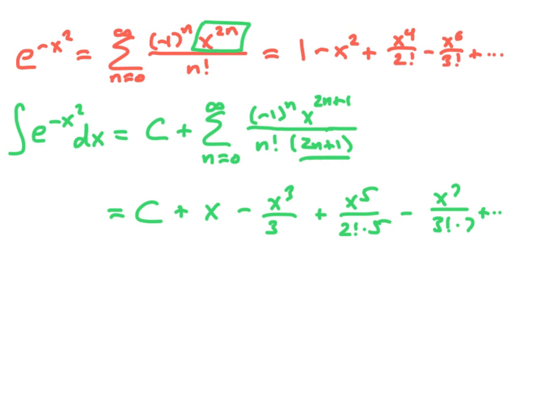And we could continue on and write out as many terms as we want for this particular Maclaurin series, but here we have our arbitrary constant as well as 4 non-zero terms: x, negative x cubed over 3, positive x to the 5th over 2 factorial times 5, and negative x to the 7th over 3 factorial times 7.